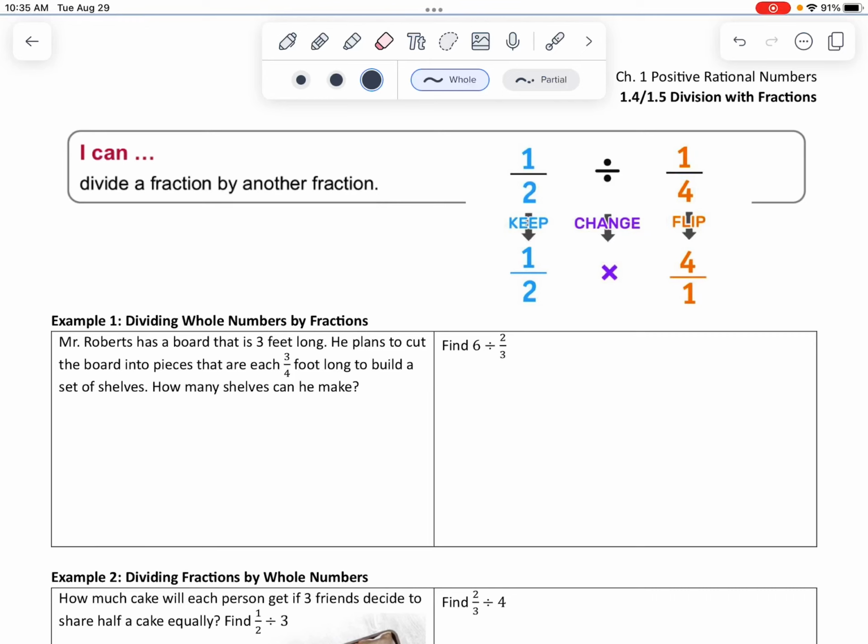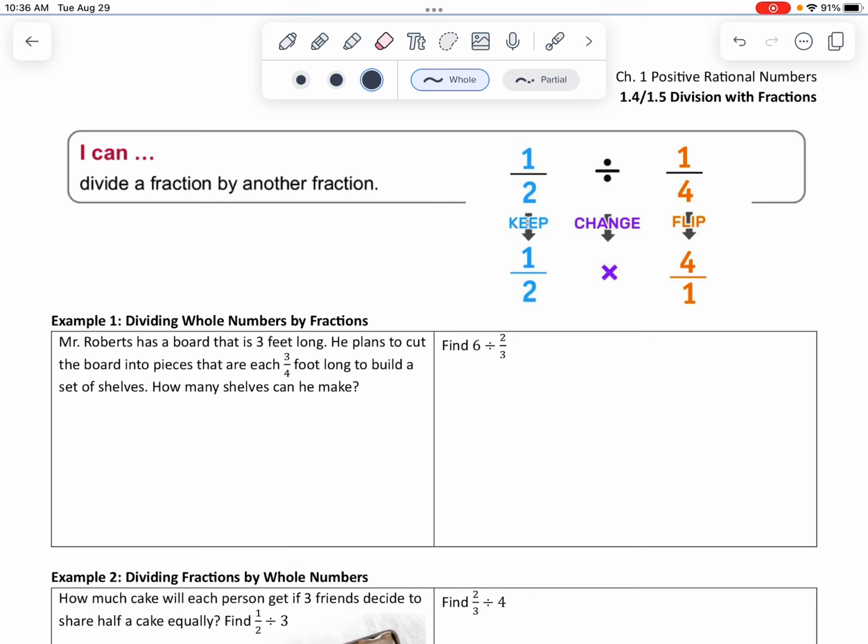All right, today we are moving on to 1.4 and 1.5. So I've combined these two lessons because they're very similar and they're all about dividing fractions. Okay, so your I can statement today is I can divide a fraction by another fraction. So by the end of class, you should be able to divide a fraction by another fraction.